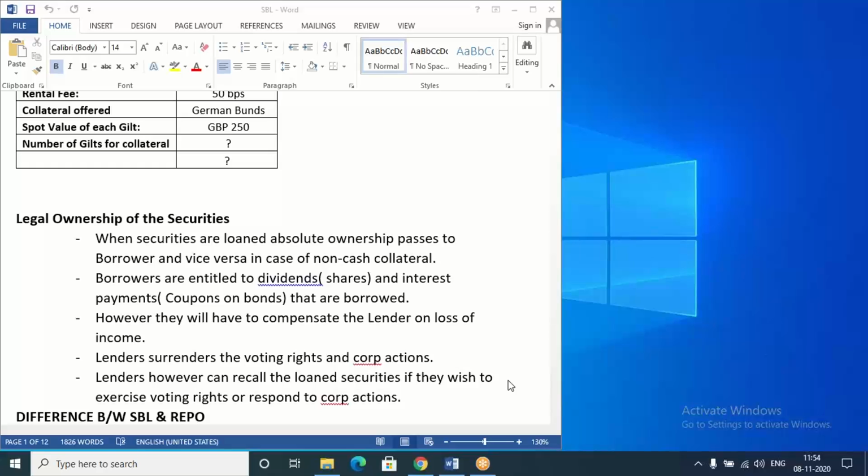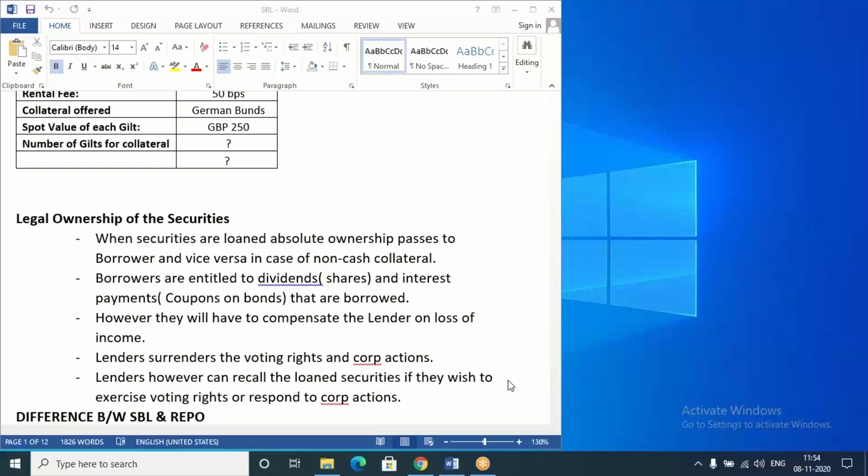Because I loaned the securities to you and you are the legal owner now, what's going to happen? You're going to get the dividends. And then at the end of the contract, you're going to return the securities back to me. But are you going to return that 1 million dividends that you got?